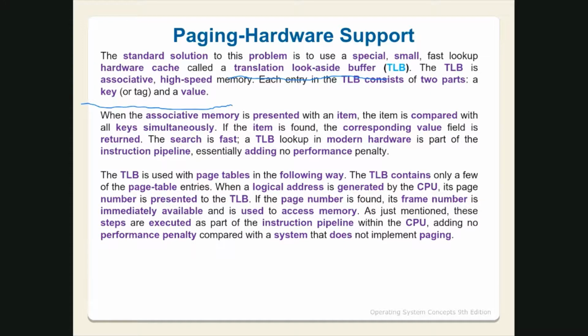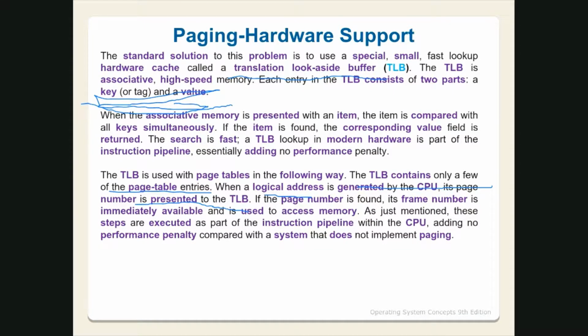How are we going to use it? The translation look-aside buffer contains, let's assume, only a few of the page table entries. Whenever there is a logical address, its page number is sent to the translation look-aside buffer. The key is the page number, because the buffer contains a key and a value. What is the key? The page number.